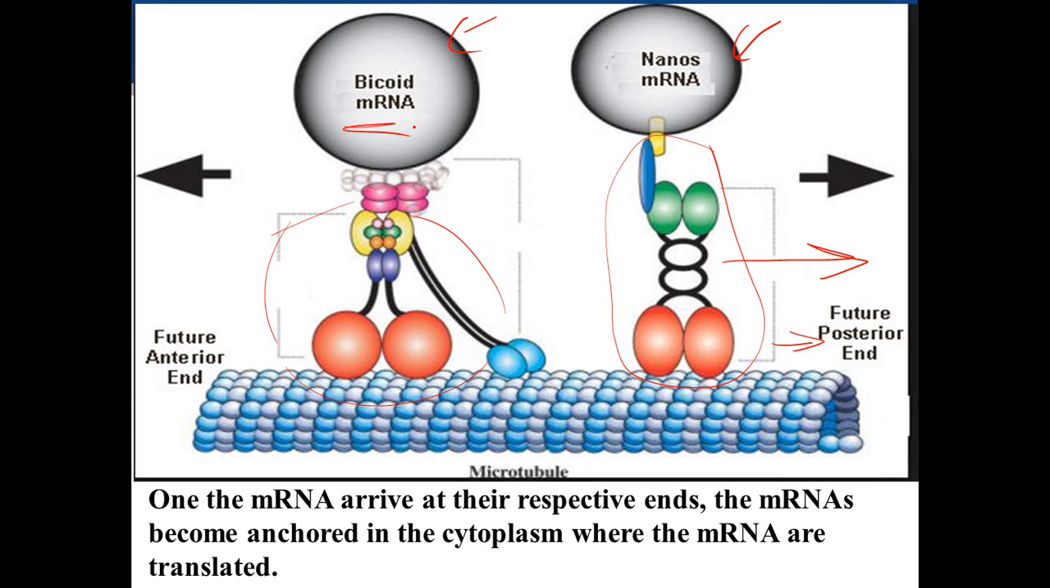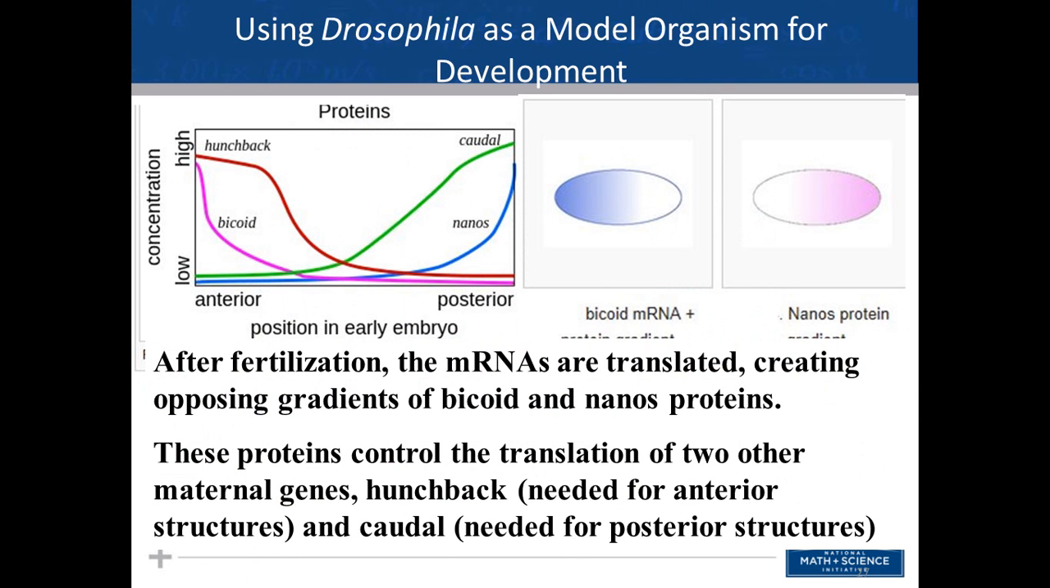end. Once the messenger RNAs arrive at their respective ends, the messenger RNAs are going to become anchored into the cytoplasm, and now the messenger RNAs are going to be translated and produce bicoid protein and Nanos protein. And because the messenger RNAs are concentrated at opposite ends, what you're going to get is a protein gradient, as you see right here in this particular diagram.